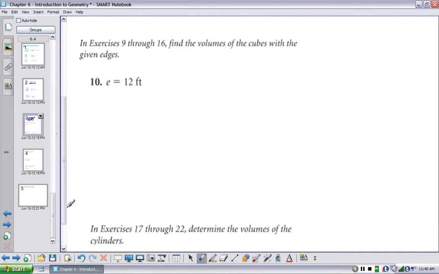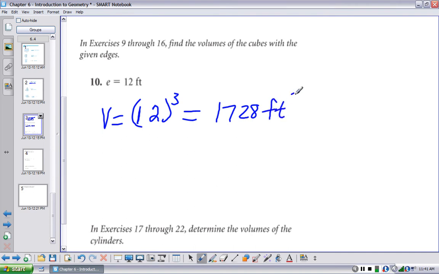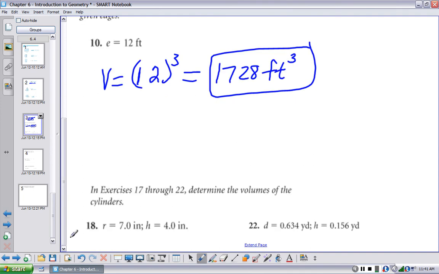The next problem, they want us to find the volume of the cube. So we do 12 cubed. And that gives us 1,728 cubic feet. Do not forget your units. They're very important.